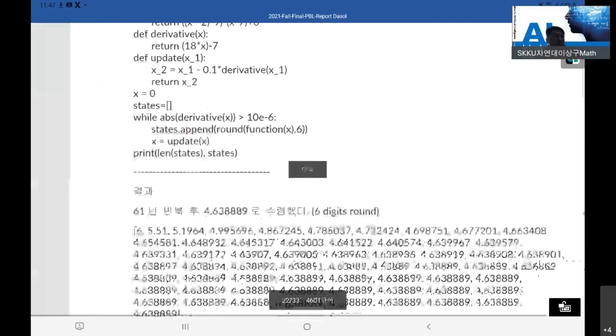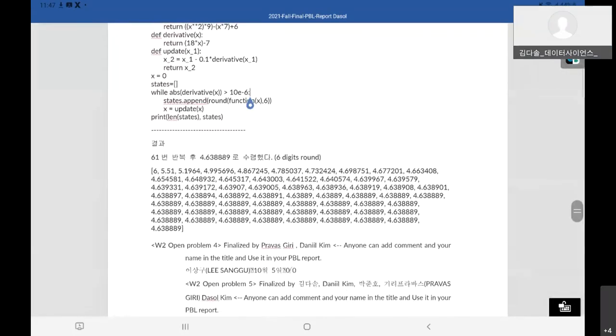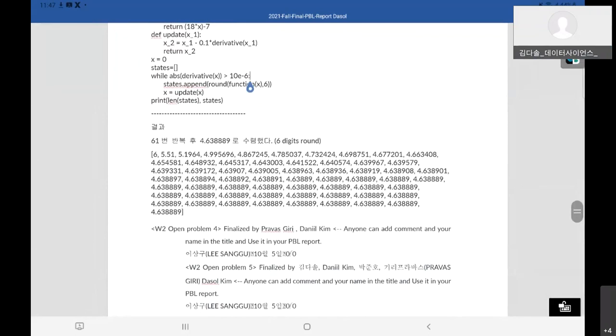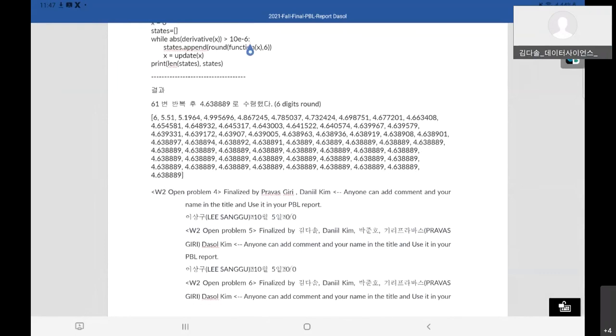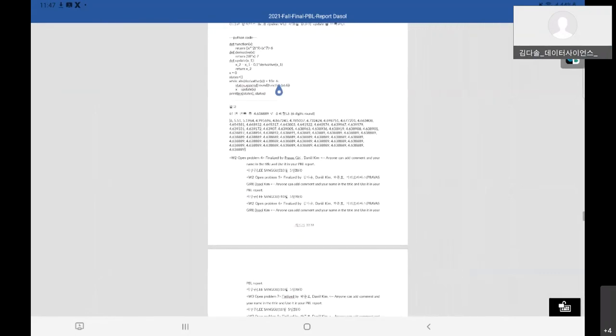So this is iterated in this code 61 times, and I rounded that over 6 digits. So this converged in 4.638889. Okay. Let's go to the final.